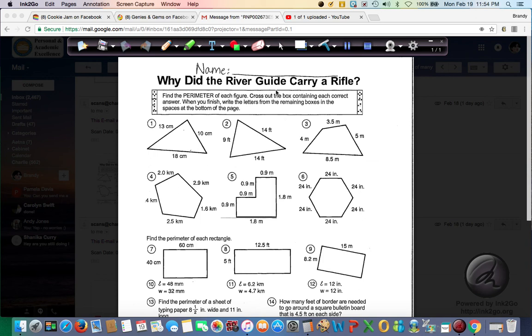Why did the river guide carry a rifle? Find the perimeter of each figure. Cross out the box containing each correct answer. When you finish, write the letters from the remaining boxes in the spaces at the bottom of the page.